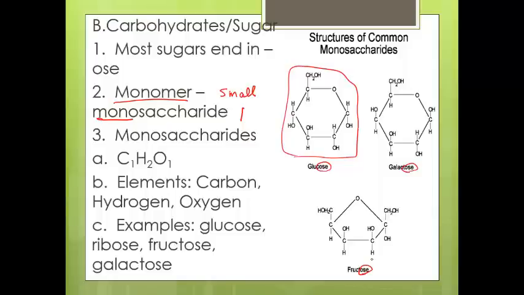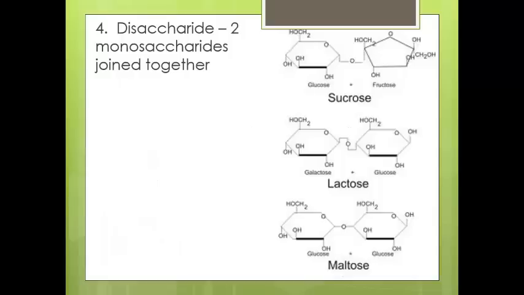Glucose, galactose, fructose. You can see examples here on your screen of those pictures. Galactose is the sugar found in milk. Glucose would be the sugar that you deal with internally, your blood sugar. Fructose is fruit sugar. It's found in fruits.